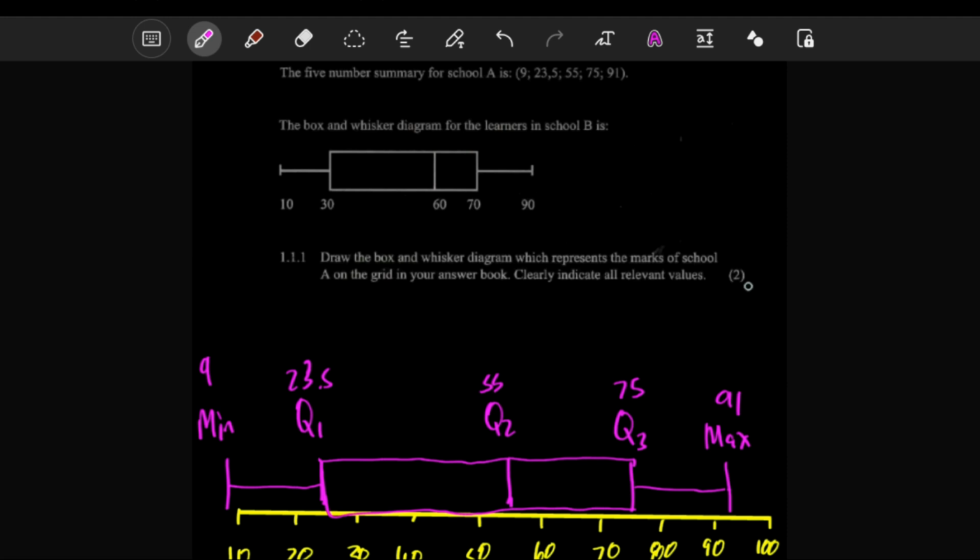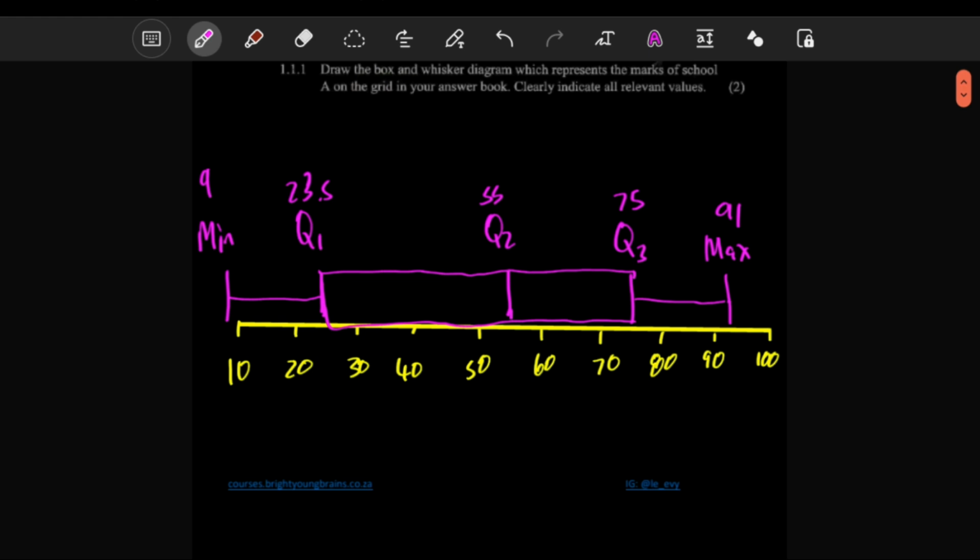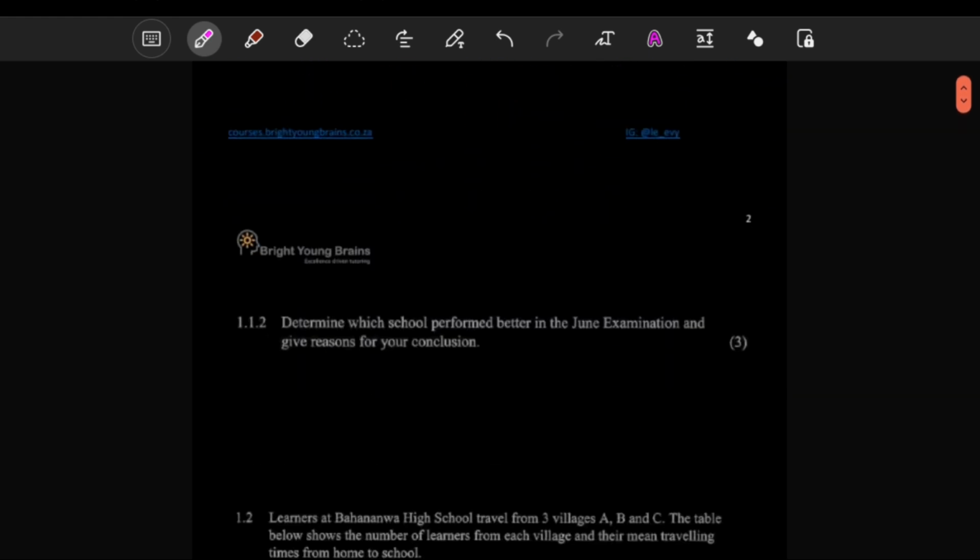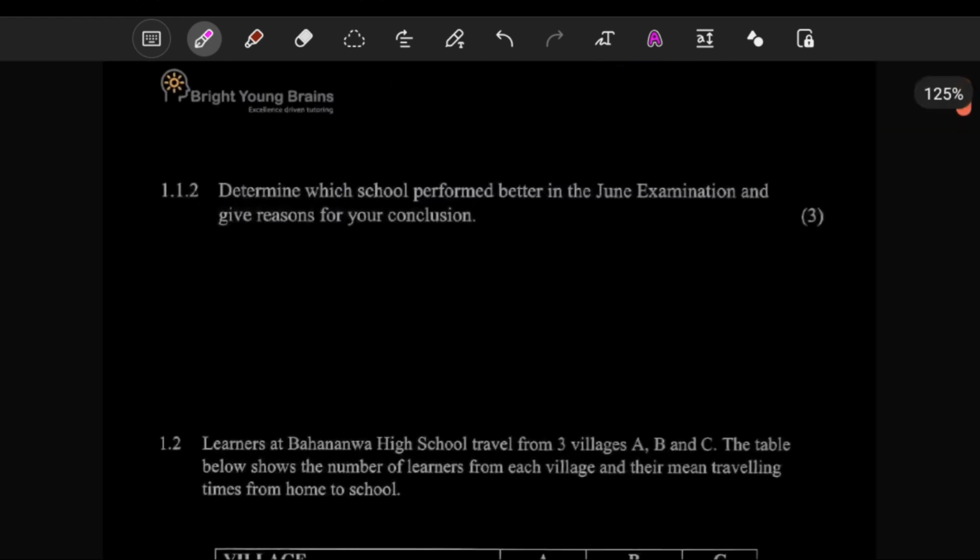But for 2 marks only, this is kind of sad. But anyways, you can't blame them for giving us 2 marks, because they already gave us the 5-number summary there. Like, 2 marks only. Hey, it is what it is.